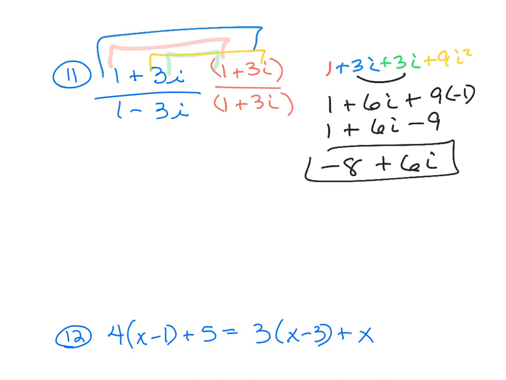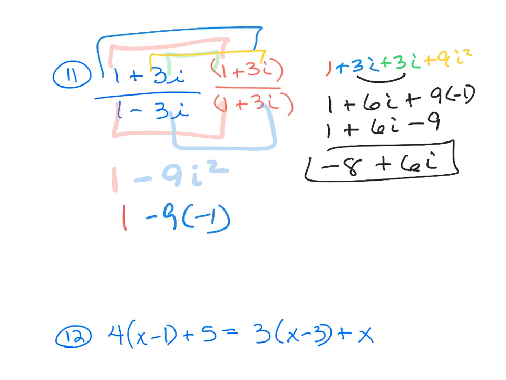I now need to FOIL the bottom, but again, when you multiply something by its conjugate, just do first and last. So 1 times 1 is 1, and negative 3i times positive 3i is negative 9i squared. Again, remember the i squared becomes a negative 1. And then negative 9 times negative 1 is going to give me positive 9. So my denominator is going to become 10.